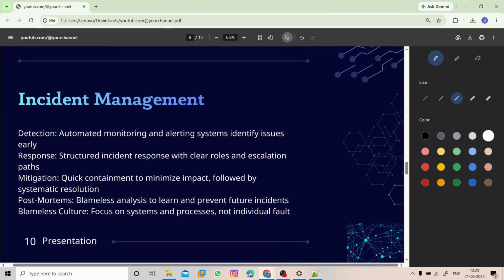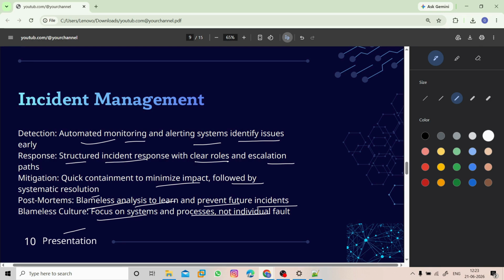Next one, incident management. Detection: how can we find the incident? Automated monitoring and alerting systems identify the issue early. Response: structured incident response with clear roles and escalation paths. Mitigation: quick containment to minimize the impact, followed by systematic resolution. Postmortems: blameless analysis to learn and prevent future incidents. Blameless culture: focus on the system, not the individual.